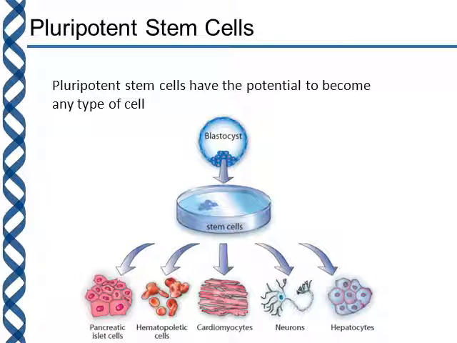But in terms of pluripotent stem cells, here we show diagrammatically that pluripotent stem cells have the potential to become any type of cell. Here we show that the original stem cell is isolated from the cells in the inner mass of the blastocyst. These stem cells are placed in culture where they are grown under specific conditions which allow them to differentiate into pancreatic islet cells, hematopoietic cells, cardiomyocytes, neurons, hepatocytes.